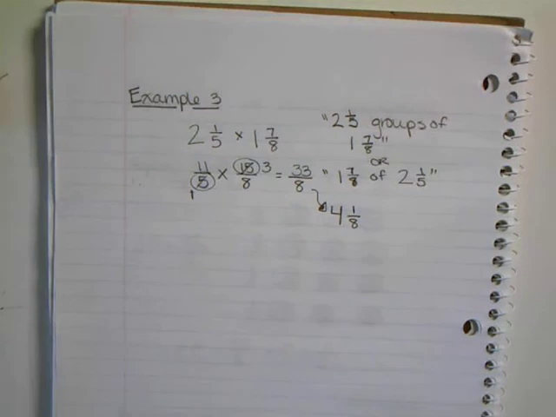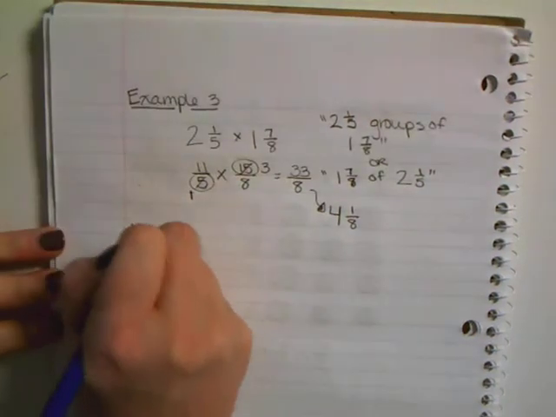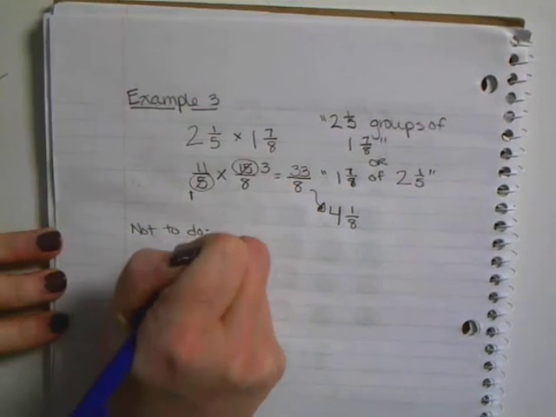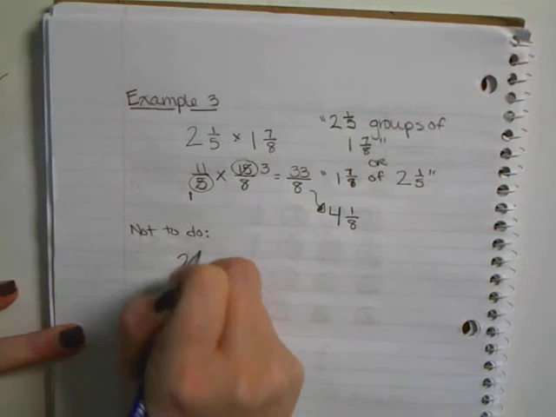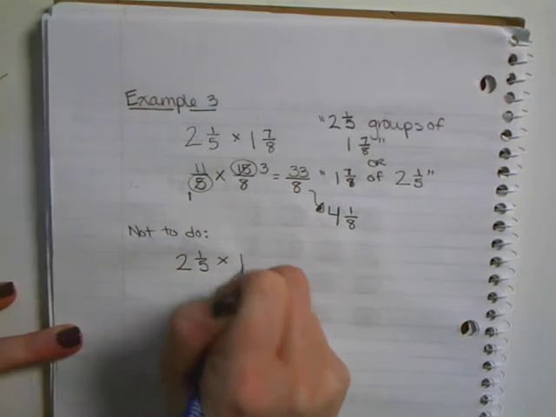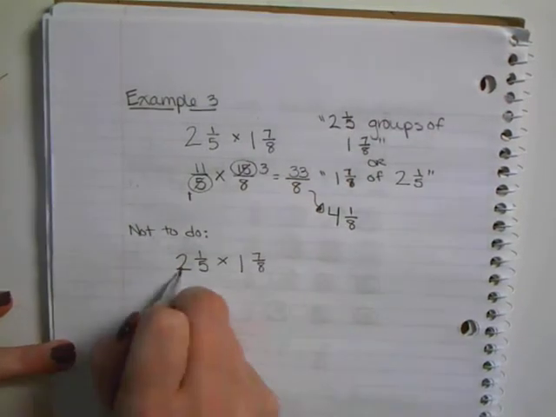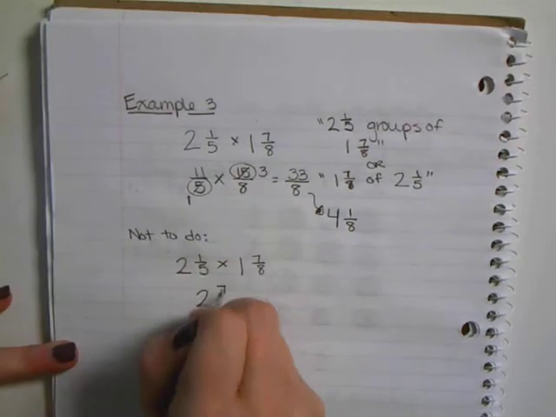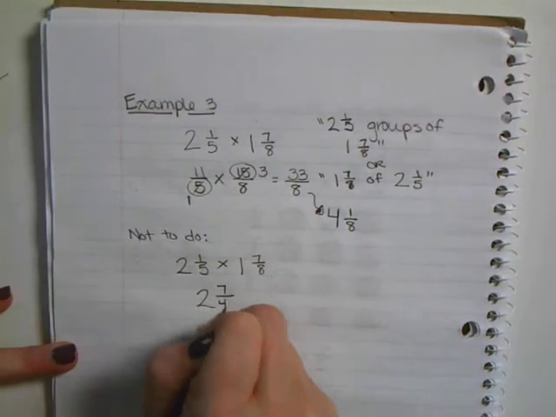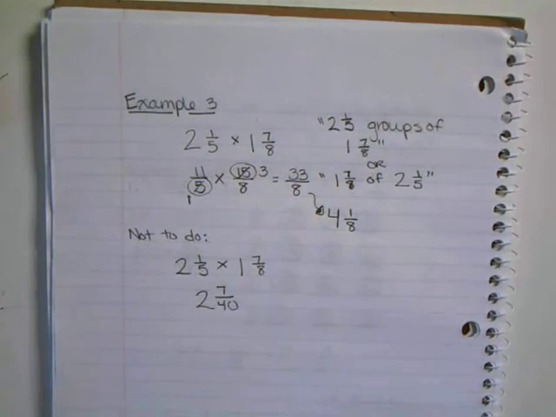Okay. Now, just as a proof for you guys, so not to do, and you don't have to write this down. I just need to get your attention. If I have 2 and 1/5 times 1 and 7/8, and I multiply 2 times 1 is 2, and 1 times 7 is 7, and 5 times 8 is 40, I get 2 and 7/40. Does that seem reasonable?